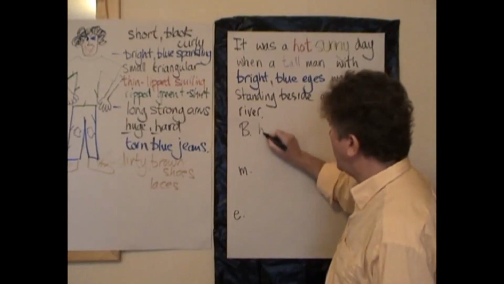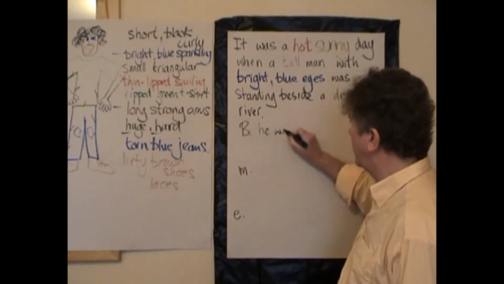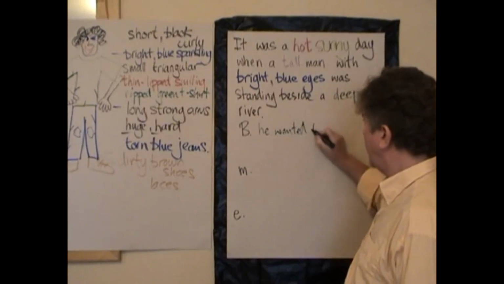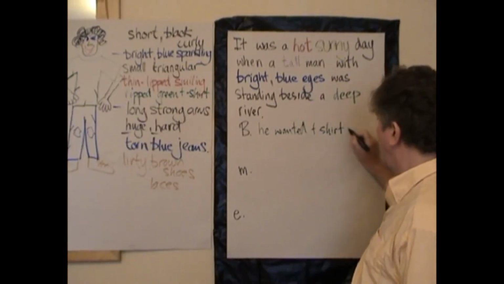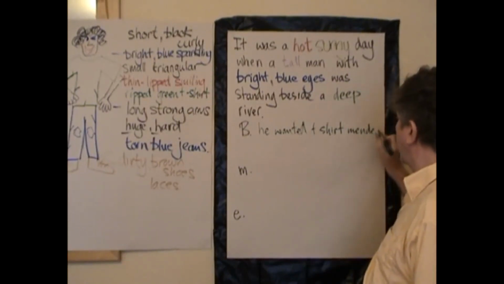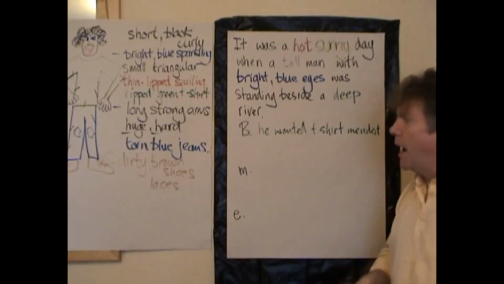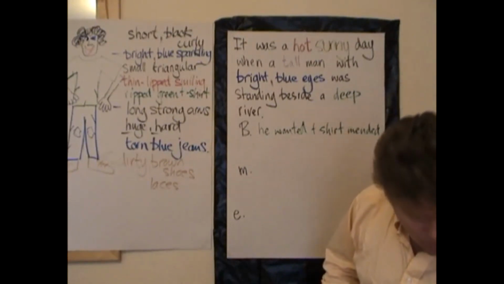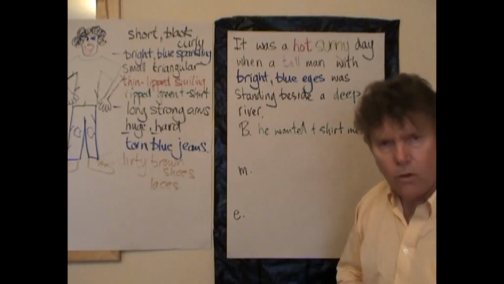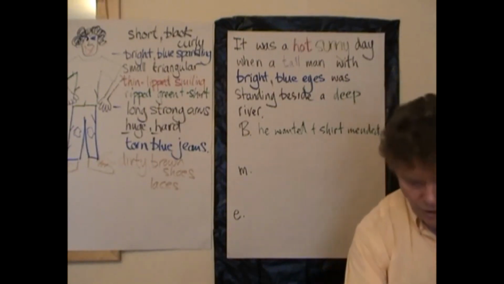Okay, so you put down notes: wanted t-shirt mended. Oh, I like that. That's a good start to a story. How was he going to get his t-shirt mended? How was he going to get that done? Who could he see? I don't know. What could this bobbin be?